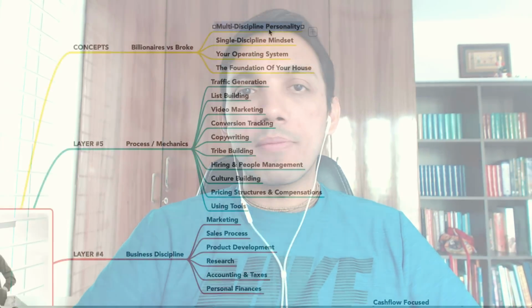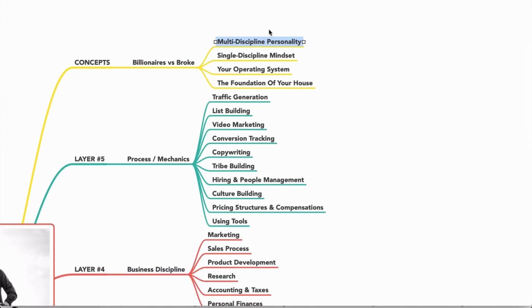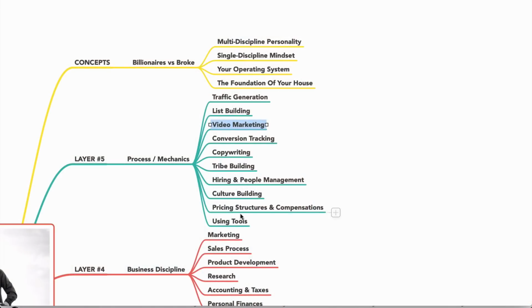And again, I'm going to reiterate this. Millionaires and billionaires have a multidisciplinary personality. That means they know everything about all of these things. They have full stack knowledge. But those who are broke are mostly single discipline. They may be an expert in just one of these. For example, they may know how to use one tool, and they are hired by some company to focus on that one tool. That is what you call an employee. An employee is focused on one discipline. But a true, successful business owner has multiple facets.